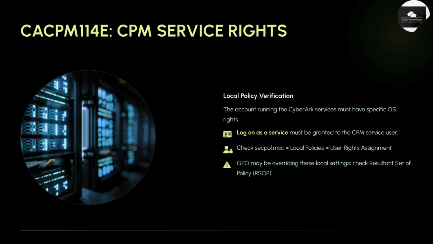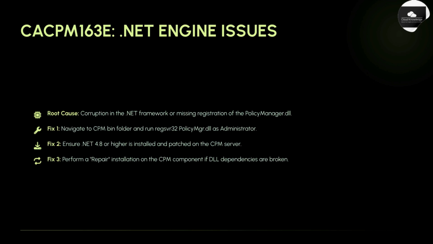CACPM 114E relates to CPM service rights. Verify that logon as a service is granted to the CPM service user in local policies. Be aware that group policy objects may override these local settings. CACPM 163E involves .NET engine issues, often corruption or missing DLL registration. Run regsvr32 policymgr.dll as administrator. Ensure .NET 4.8 or higher is installed, or perform a repair installation on the CPM component.